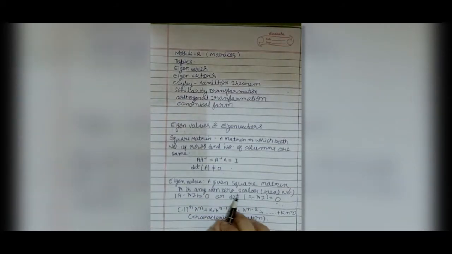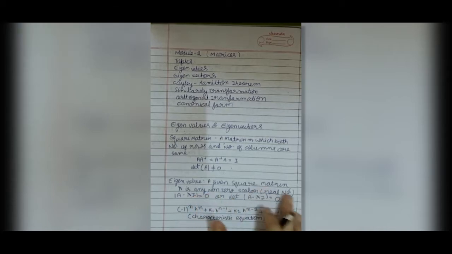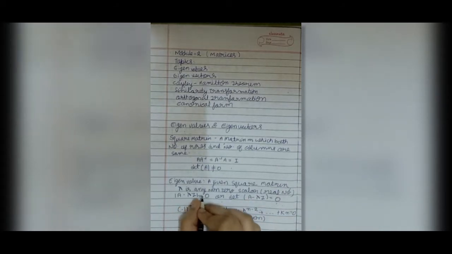Eigenvalue for a given square matrix: lambda is any non-zero scalar real number such that A minus lambda I equals 0, or the determinant of A minus lambda I equals 0. So what does this statement mean? The statement means that for every square matrix we have one variable called lambda, and it's non-zero, it's a scalar, and it's a real number.